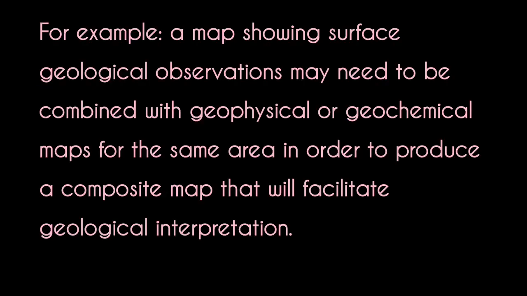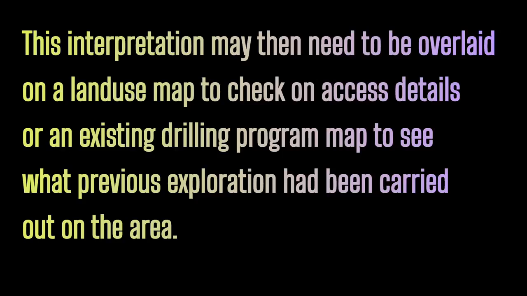For example, a map showing surface geological observations may need to be combined with geophysical or geochemical maps for the same area in order to produce a composite map that will facilitate geological interpretation. This interpretation may then need to be overlaid on a land use map to check on access details, or an existing drilling program map to see what previous exploration had been carried out on the area.